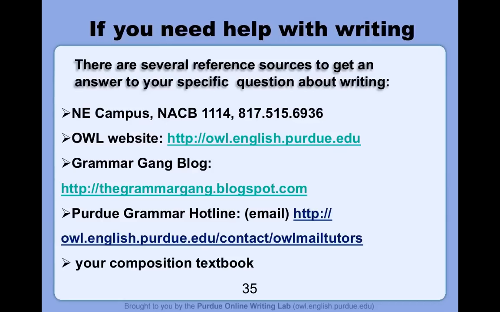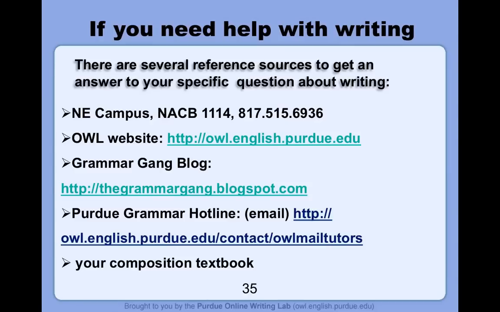So that comes to the end of our lecture. If you need help with writing, there are several specific reference sources you can go to get answers to your specific questions about writing. The Northeast Campus Writing Center, which is in the Academic Classroom Building, NACB 1114, and their phone number is 817-515-6936. Definitely go by there, talk to an English tutor. Many English faculty do office hours in there. Stop by and get some help.